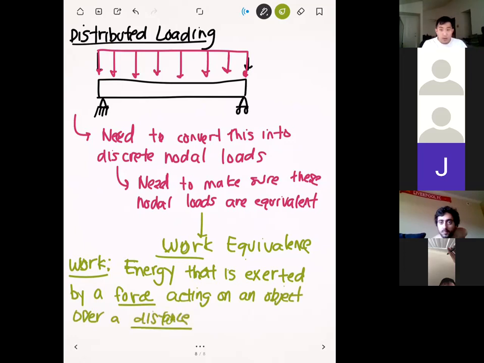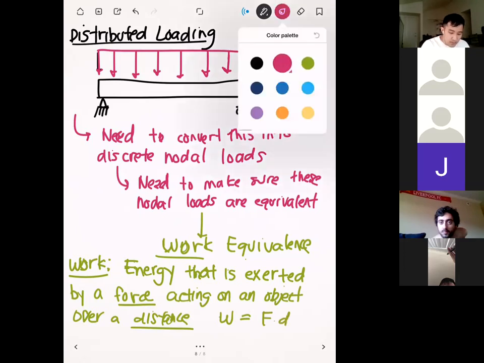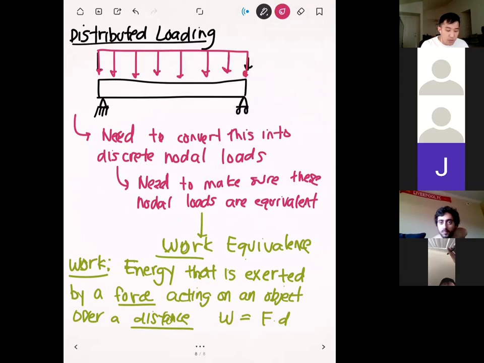Okay. So basically, the formula for this, in the most simplistic sense, is probably what you learned in your physics classes: work is equal to force times distance. We're going to apply this concept in order to compute equivalent nodal loads for a distributed load. All right, so before I turn the page, let me give a function for this.